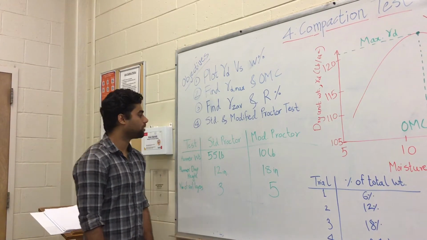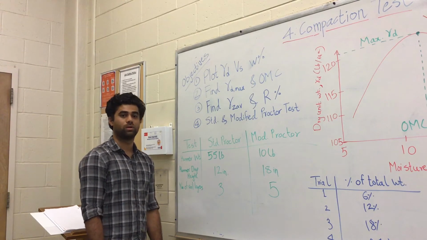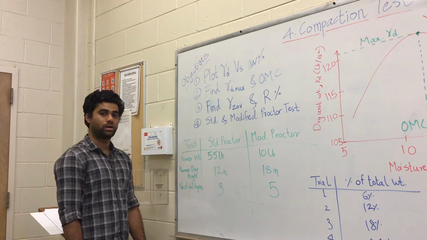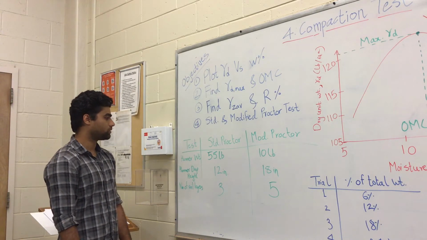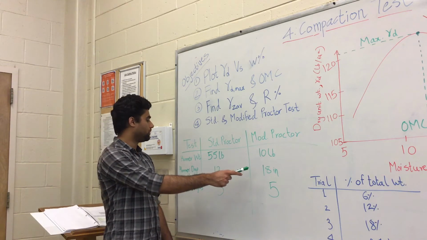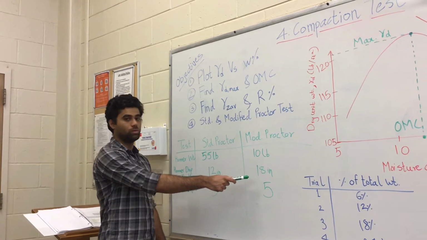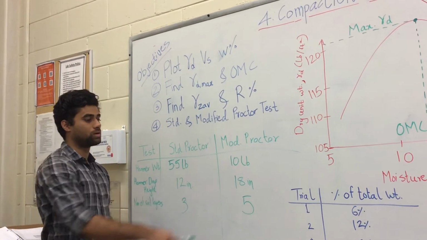There are two types of proctors available. The first one is the standard proctor and the second one is the modified proctor. Basically there are differences in the hammer weight, drop height of the hammer, and the number of soil layers. If you can see, in the modified proctor the weight of the hammer and the drop height is more as compared to the standard proctor. Hence the number of layers is also more.